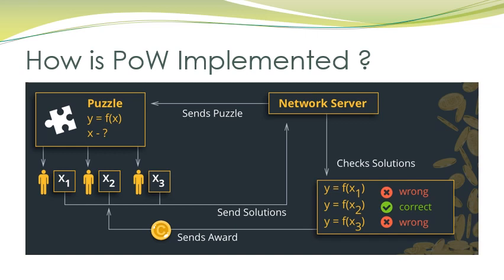Then the network server will check whether the solutions are correct or not. So in this figure, miner 2 has proposed solution x2, and that solution is correct. That means this miner will get the reward. This miner is able to propose a block in the Bitcoin network, and for proposing a block, the miner will get the reward, or we can say incentive. So this is how the proof of work mechanism works, and that we have studied in the previous sessions also.